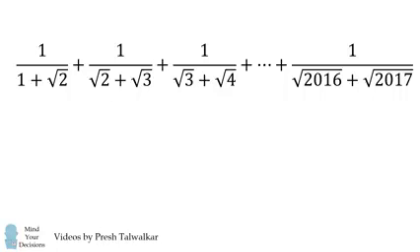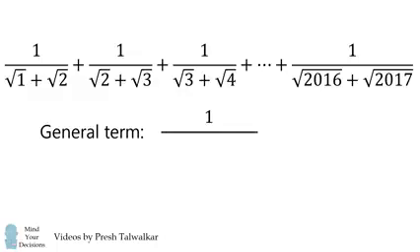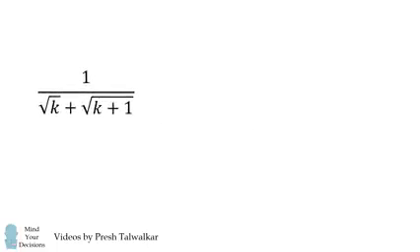We'll take a look at the series. The very first term can be rewritten as 1 over the square root of 1 plus the square root of 2. So a general term in the series will be 1 over the square root of k plus the square root of k plus 1. Let's analyze this term. First, I'll flip the two terms in the denominator.